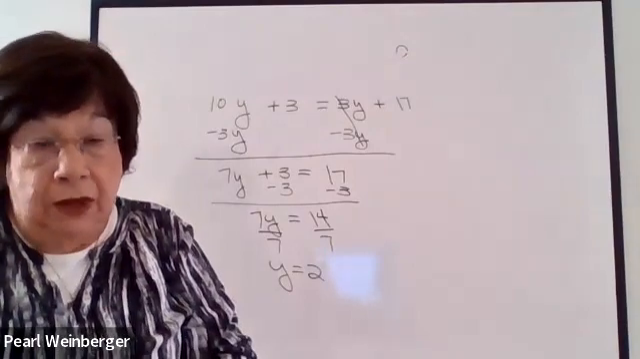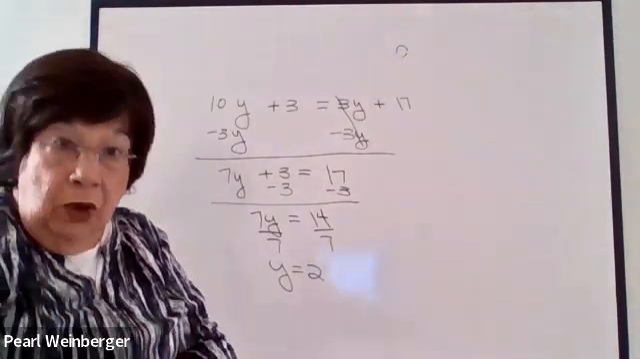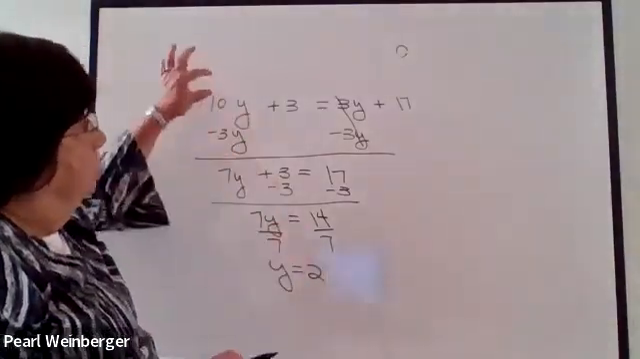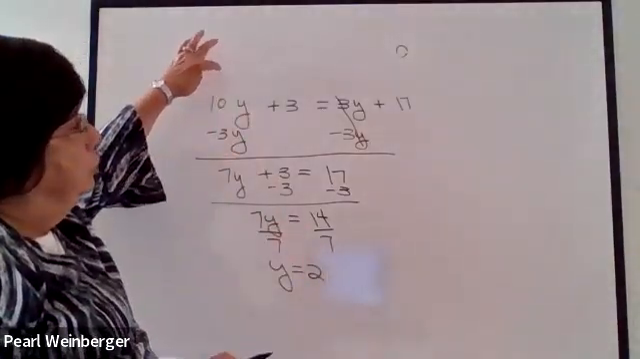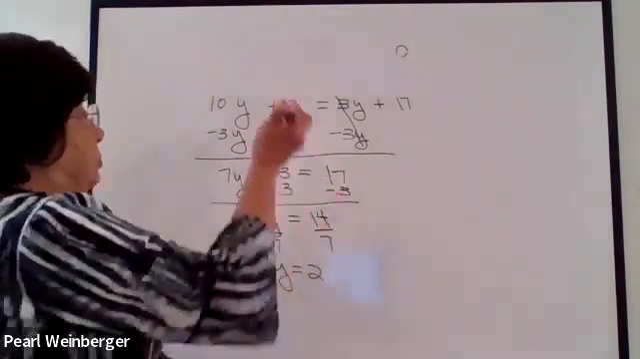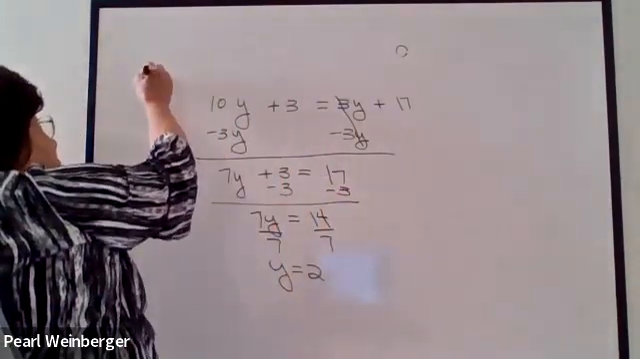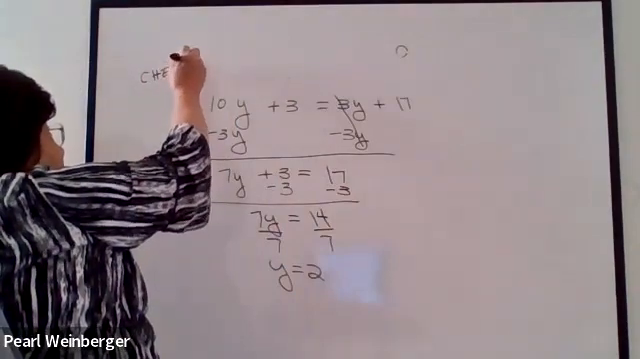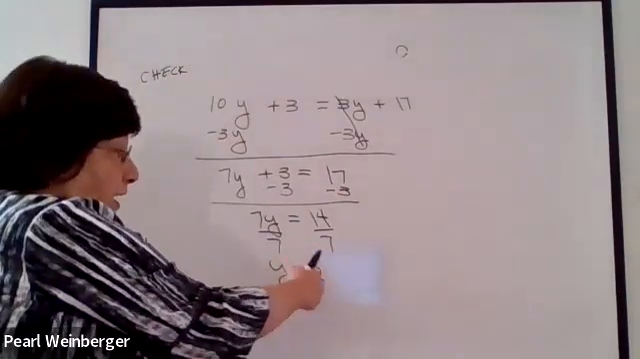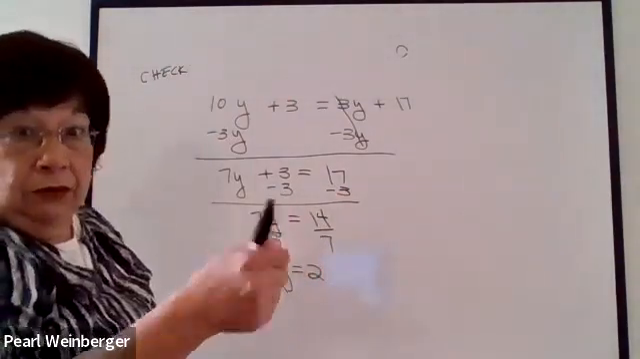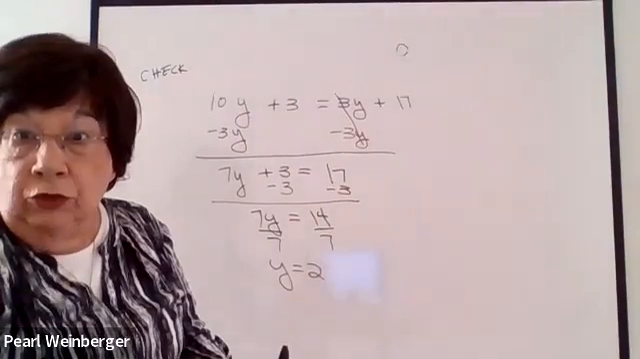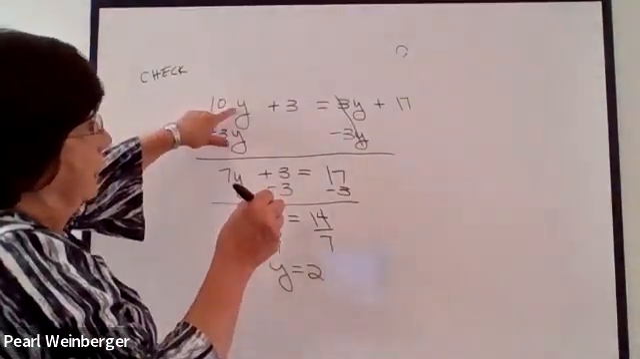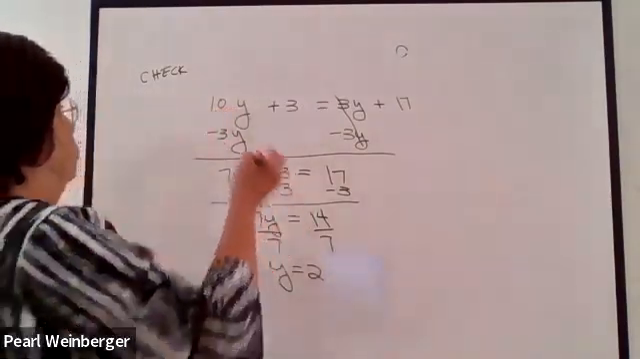What I do want to mention is that if you want, you can check your answer, take the 2 and put it back into the original equation. I'm not going to require you to check, but if you want to check, what you do is you take your final answer, your y equal to 2, and you replace the y in the original equation with 2.